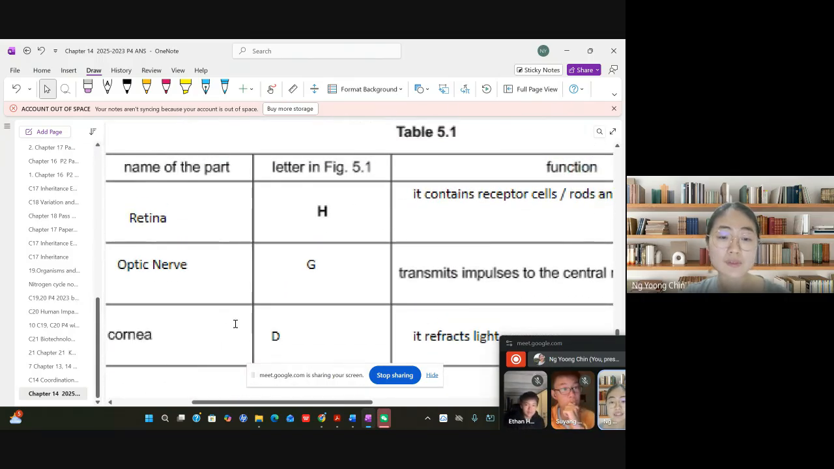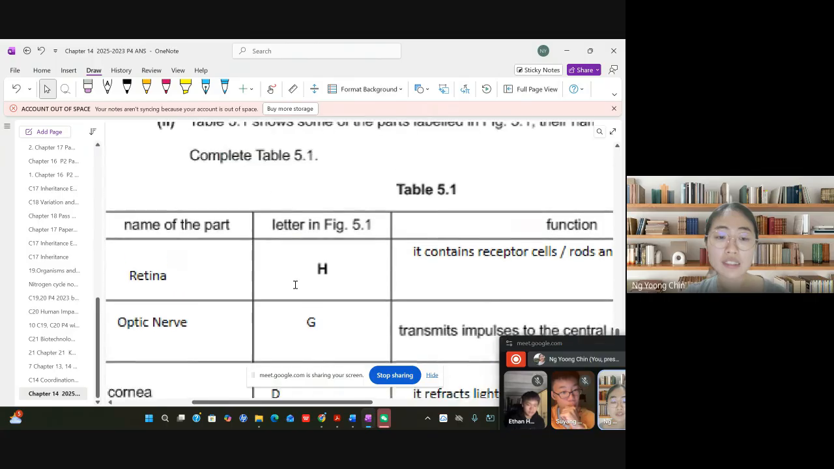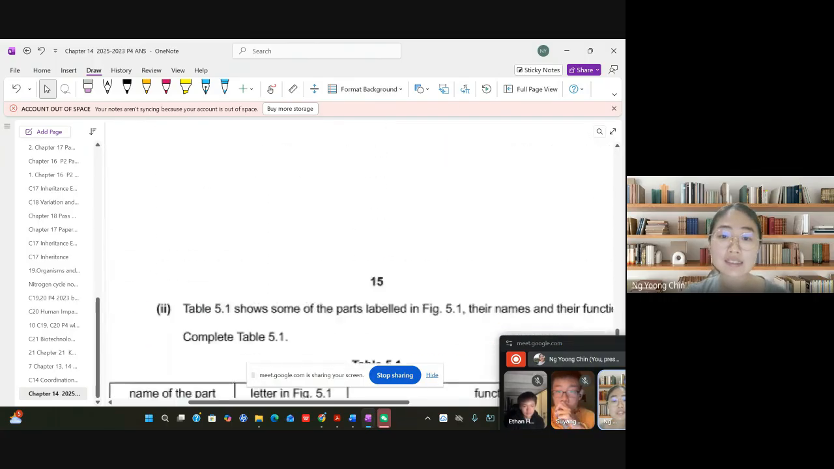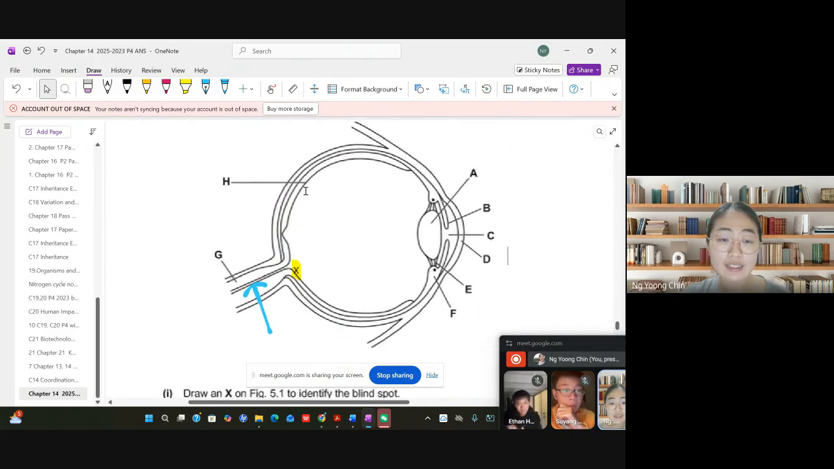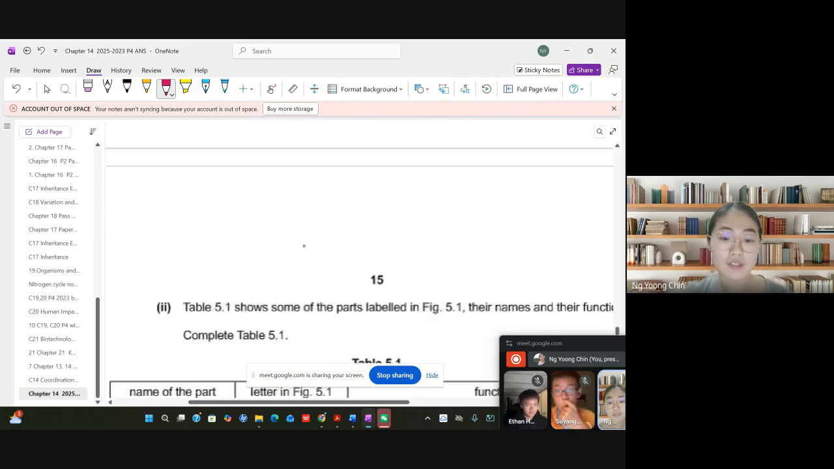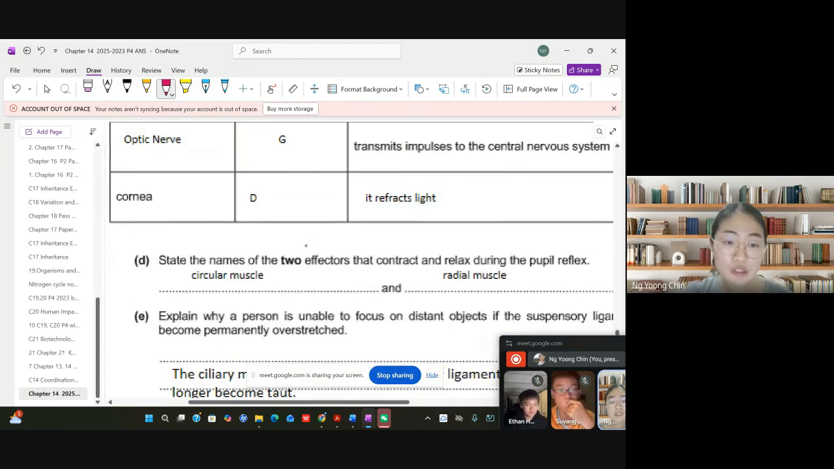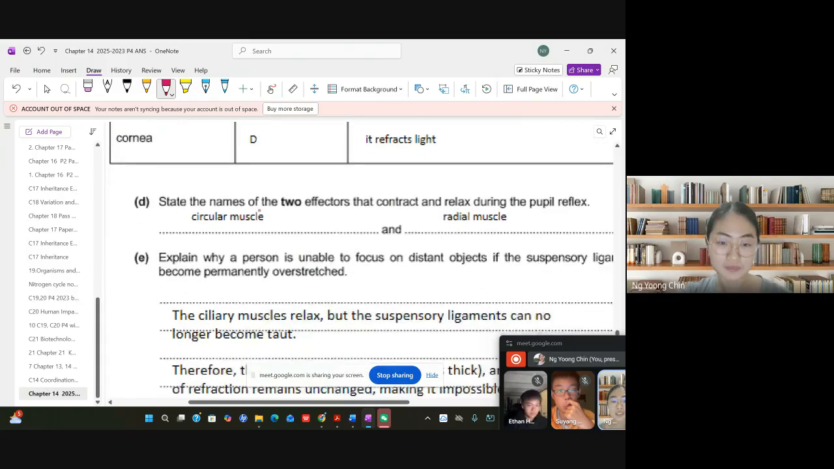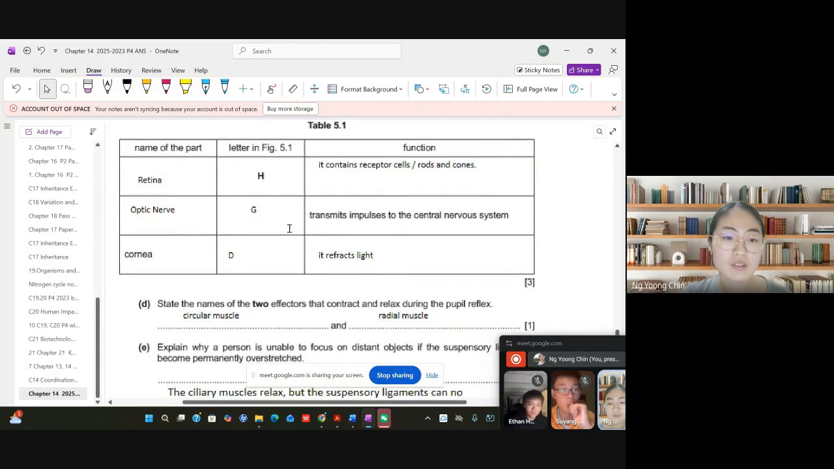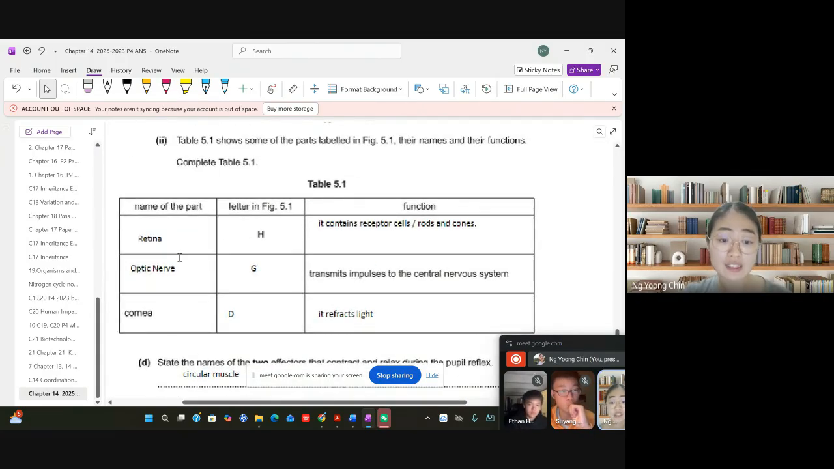So D is a cornea, and then G is optic nerve, and then H is retina. Okay, so retina is located inside. Yeah, inside here. Retina is just an internal layer inside the eyes. Okay, it's an internal layer. So that's why you should know the structures of the eyes very well. 要知道啊，这个眼睛的结构，最近这2年会出比较多。And then the function of each structures in the eyes.